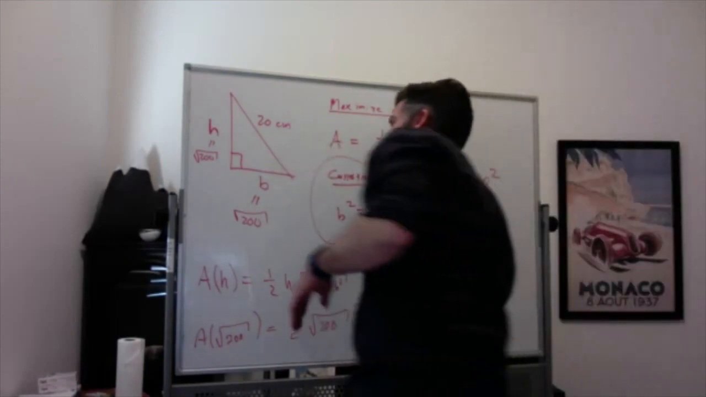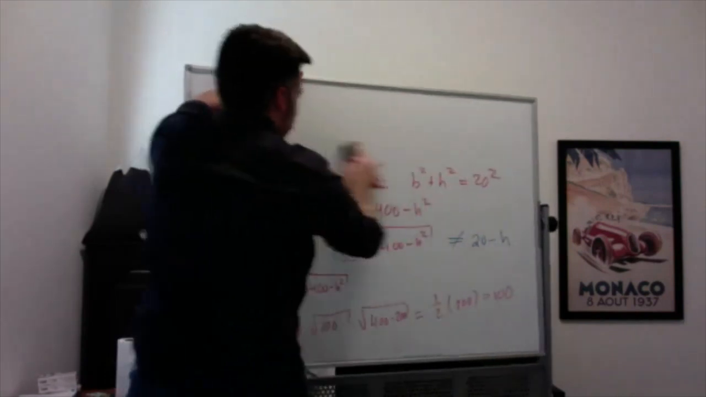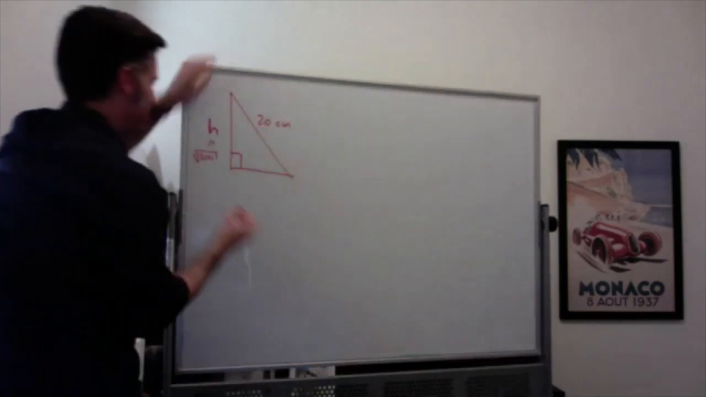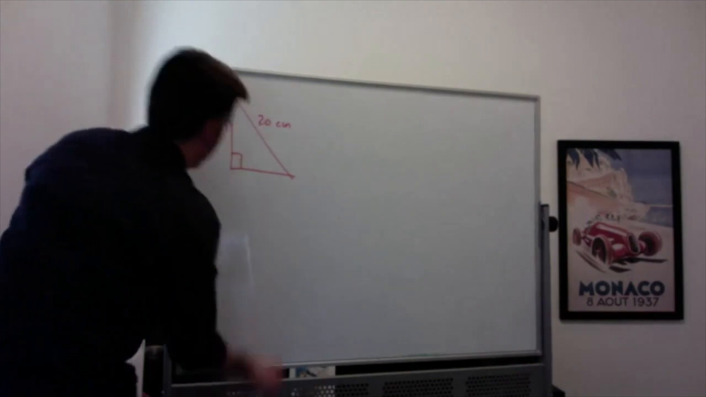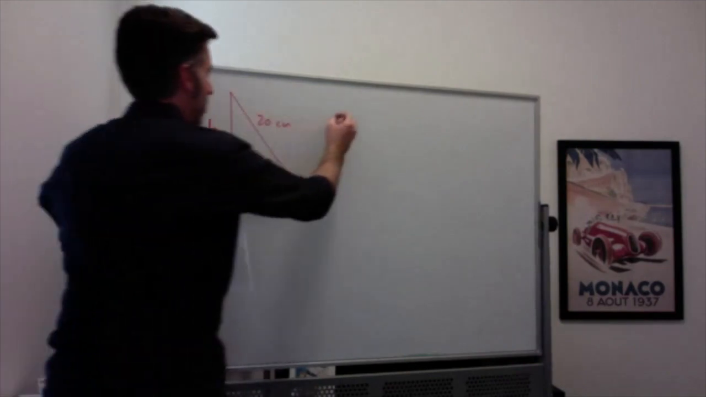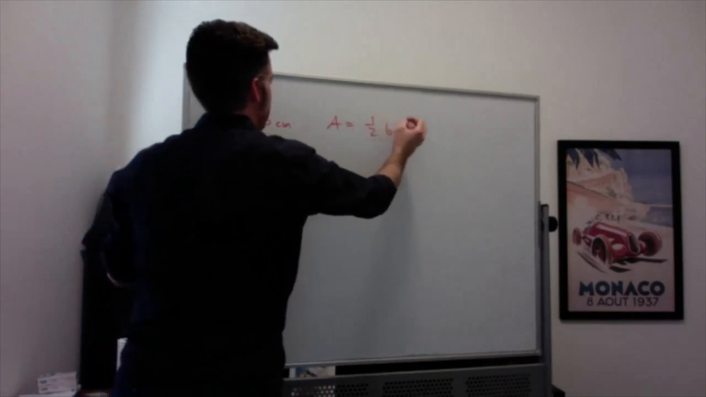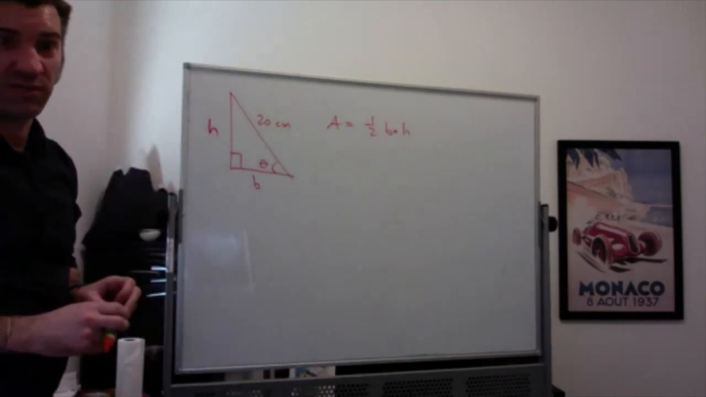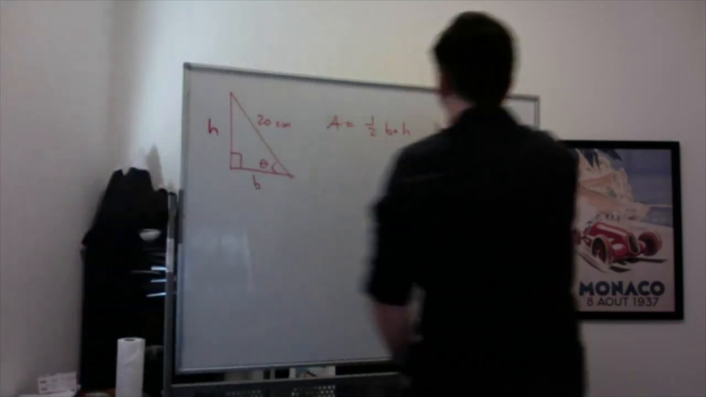Okay, so the nice thing about using the trig is it actually really is easier. So let me just show you, it doesn't take too long. So here's my base, here's my height, and I'm going to call this angle theta here. So the area now being 1/2 base times height, well, I can write both the base and height in terms of the angle theta.